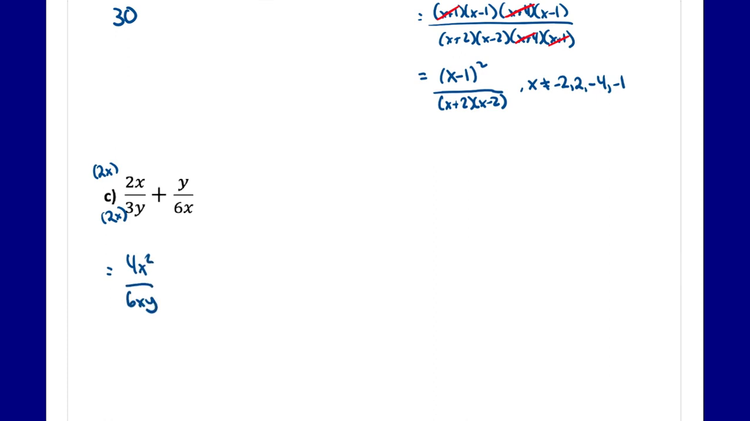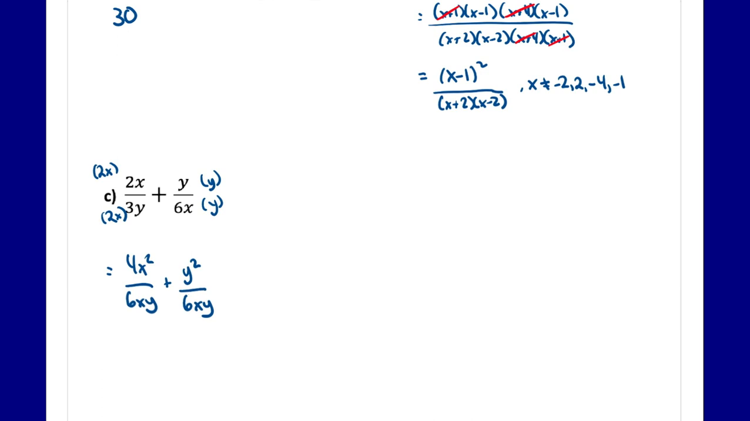So I have a common denominator of the 6 and the x. However, my second fraction would need a denominator of y. So I need to multiply both parts by y, adding y squared divided by 6xy.